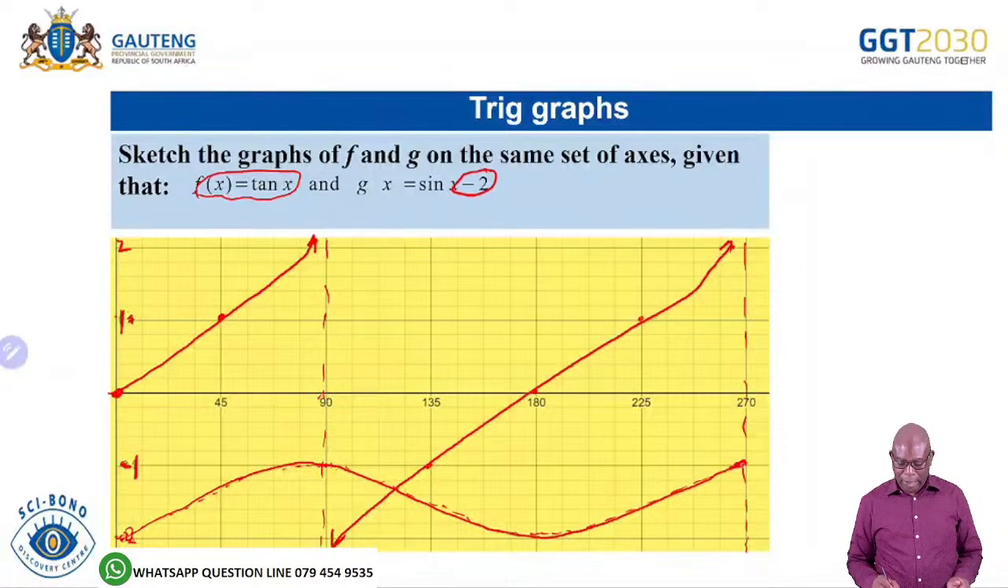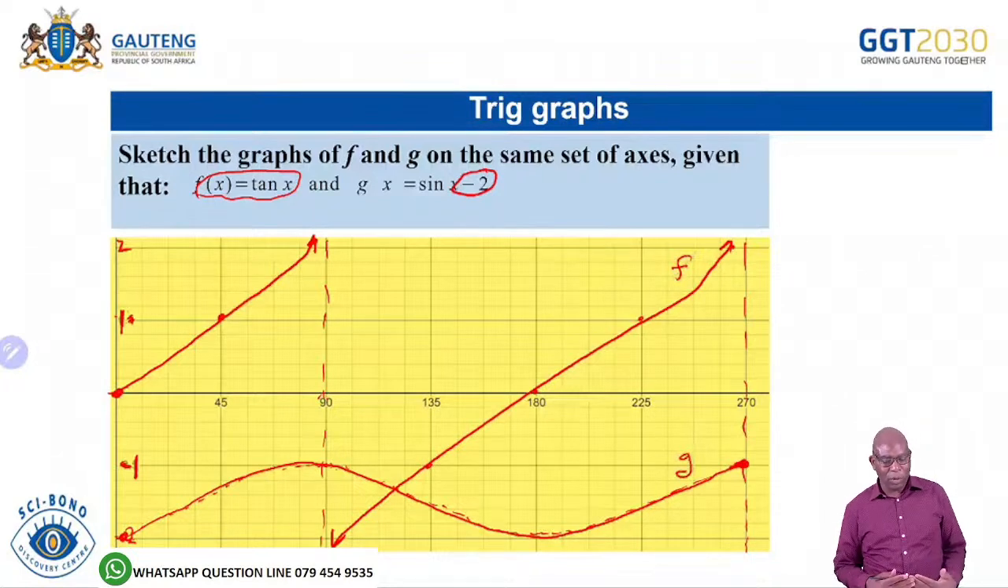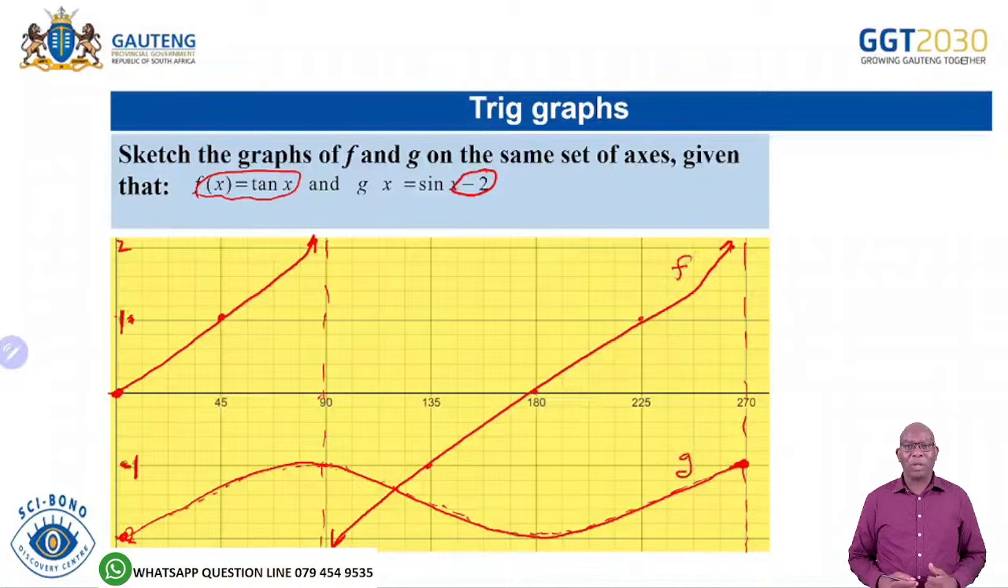So then I don't put an arrow there. I don't put an arrow there, please. Then I name my graphs. This is the G graph. There's the F graph. I'm done. If it's 7 marks, that's your full 7 marks. You've used the calculator. The calculator is giving you the correct graph.